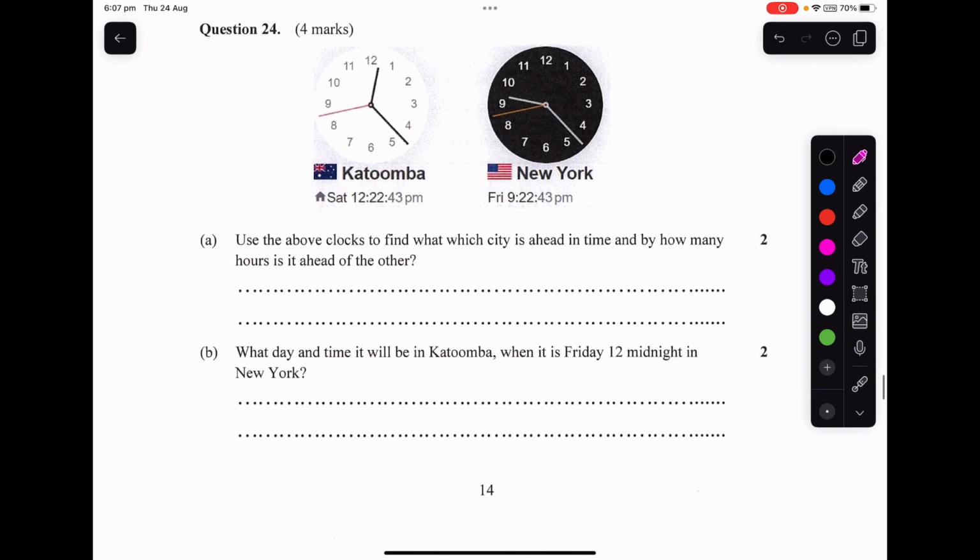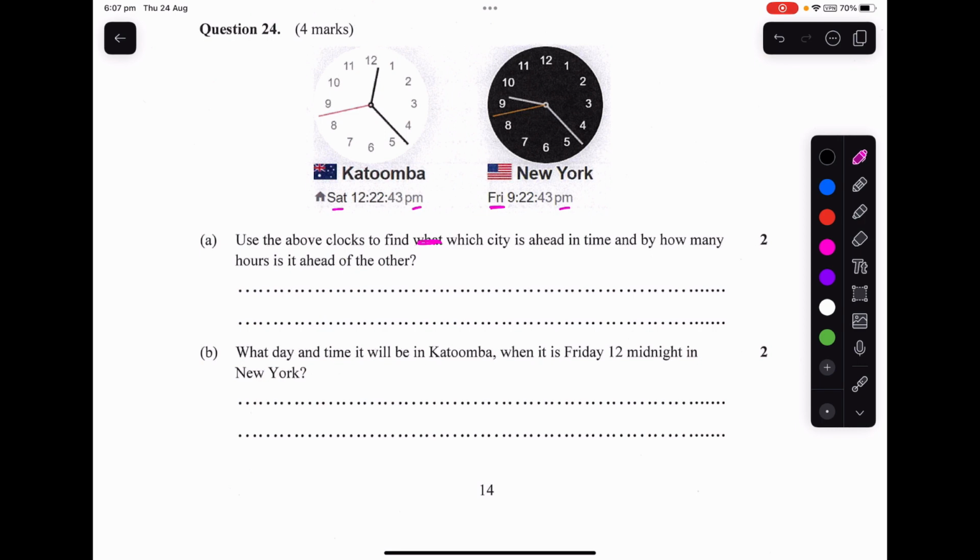Okay, we have a time question here. So there's 2 clocks. Use the above clocks to find which city is ahead in time and by how many hours it is ahead of the other. Well, you can see that one says Friday PM, one says Saturday PM. So you can see Katoomba is in front because obviously Saturday is in front of Friday. So we need to work out by how far.